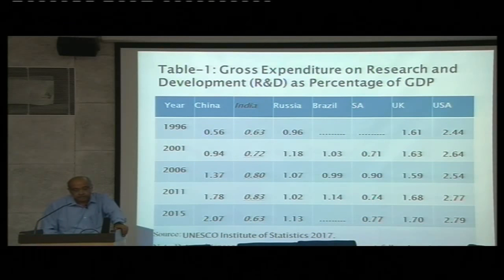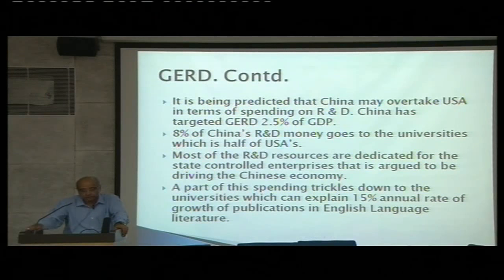So what we find, I'm tempted to compare with China, it is still being considered in the circle that China would overtake USA when it comes to the gross spending on R&D. China has targeted 2.5, but USA we saw is around 2.8, but China might overtake over a period of time. What is important here? That 8% of China's R&D goes to the universities, which is half of USA's. This comparison is important. And most of the R&D resources are dedicated to the state-controlled enterprises that are argued to be driving the Chinese economy.